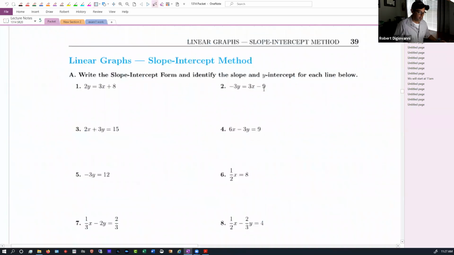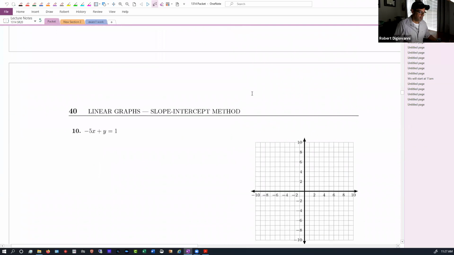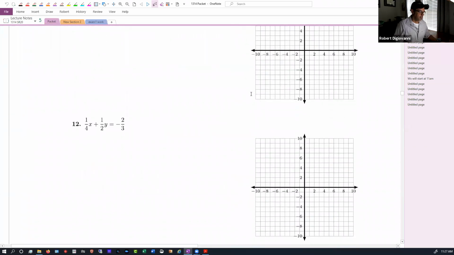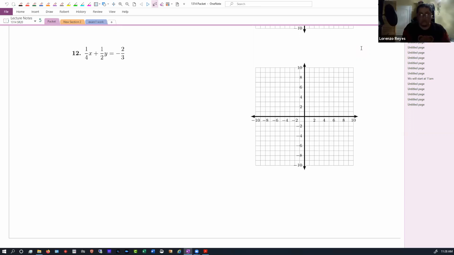Okay, let's see what else we got here. Why don't we do one of these that has some fractions in it? Let's do number 12. I should be able to work this right here on this page. Okay, so number 12, is that in slope-intercept form? No. No, it is not.